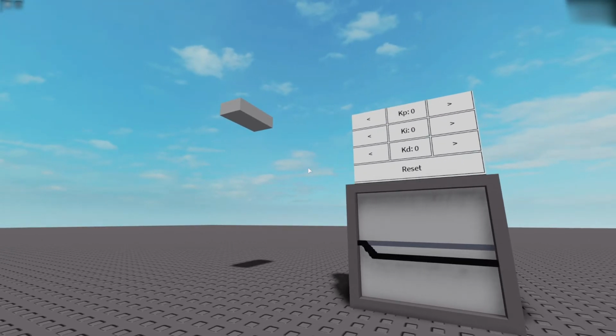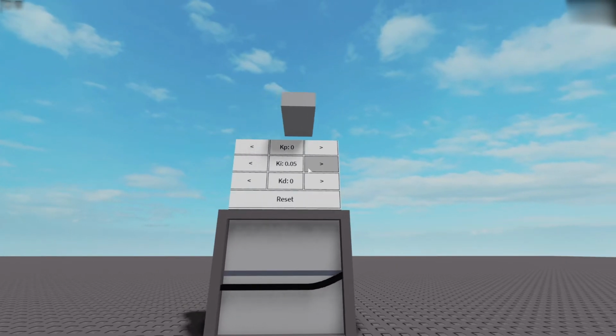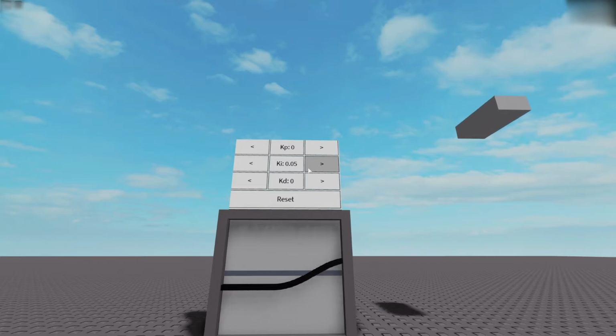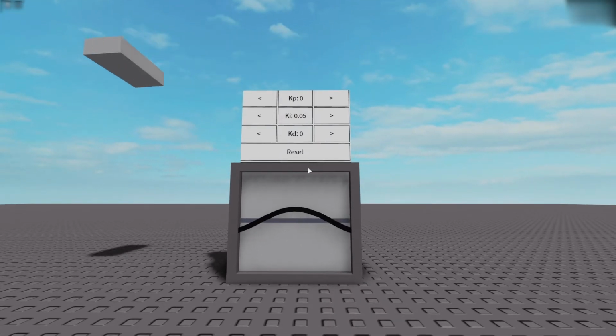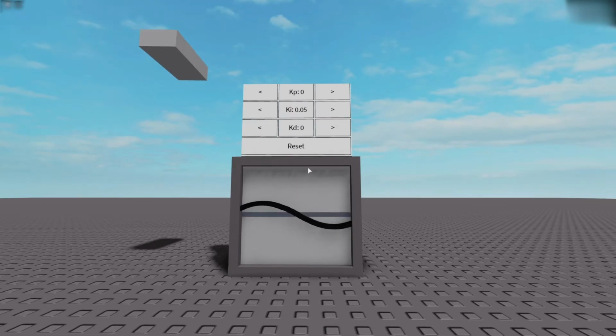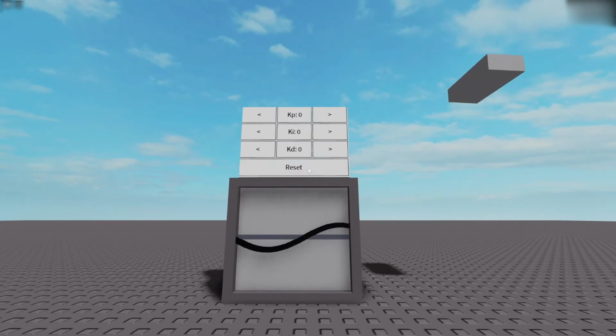Next, we can see how the block reacts to only an integral component. Strangely, the block simply oscillates from one end to the other. This is the flaw of using only integrals in a control system. On their own, they increase the output to a point where it overshoots the set point and repeats by oscillating back and forth infinitely.